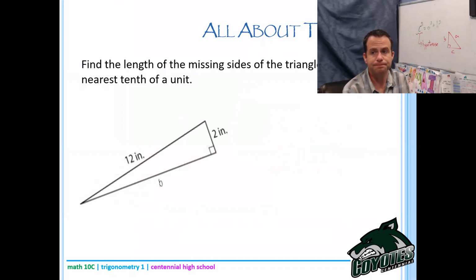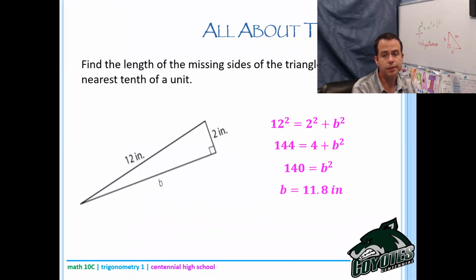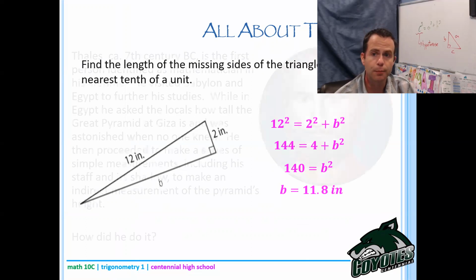Try this one. So now you want to ask yourself, do I have the hypotenuse or am I solving for the hypotenuse? In this one, you have the hypotenuse. The hypotenuse here is 12. So you're going to go 12 squared equals 2 squared plus b squared. 12 squared is 144, 2 squared is 4. So now I got to do some algebra here. I'm going to subtract 4 from both sides, so I get b squared by itself. And then I need to square root and follow the rounding directions. I end up with 11.8 inches. Okay, 11.8 inches.